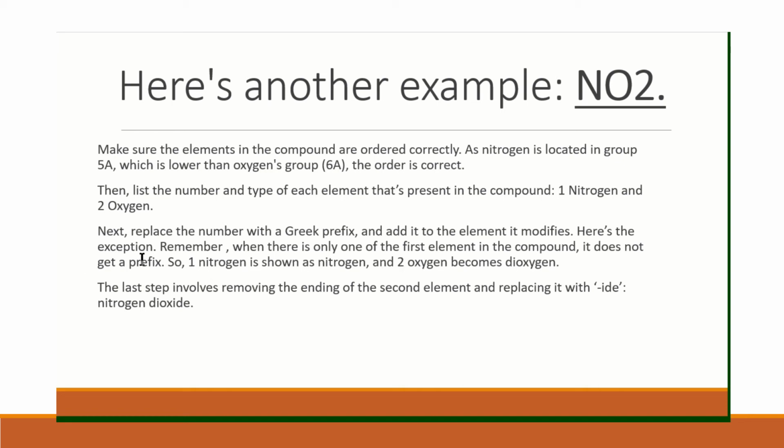Here's the exception. Remember, when there is only one of the first element in the compound, it does not get a prefix. So 1 nitrogen is shown as nitrogen and 2 oxygen becomes dioxygen. The last step involves removing the ending of the second element and replacing it with -ide: nitrogen dioxide.